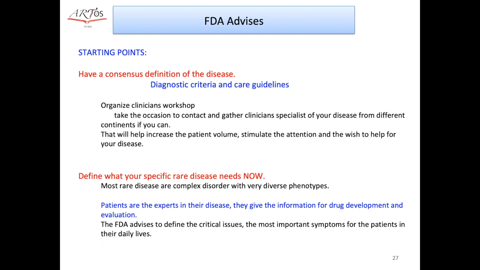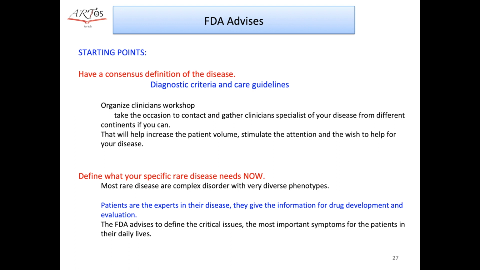The advice from the FDA are starting points. The most important thing is to start with a consensus definition of the disease. This is fundamental before anything else. You can also establish diagnostic criteria and care guidelines. For that, organize a clinicians' workshop. Take the occasion to contact and gather clinician specialists of your disease from different continents if you can. That will help increase the patient volume and stimulate the attention and the wish to help for your disease.